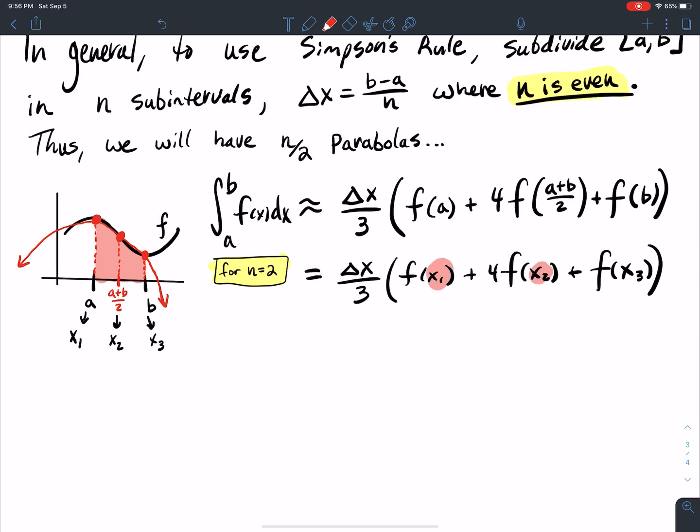And so this is my formula for n equal to 2. Okay, so if you have just this one going on here and n equals 2, then this is the formula you're going to use.